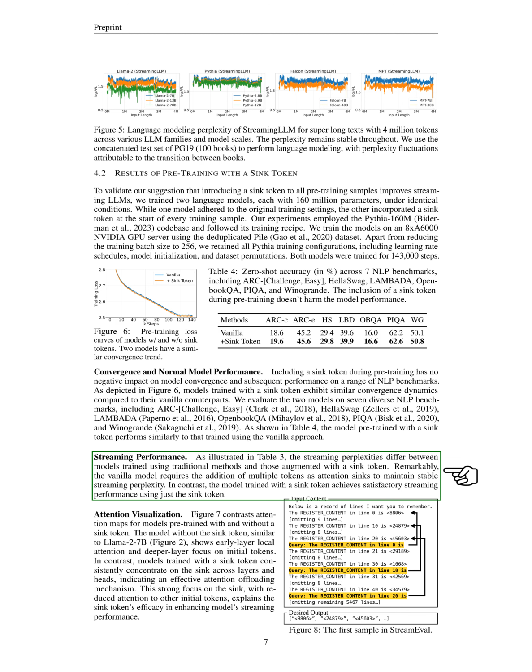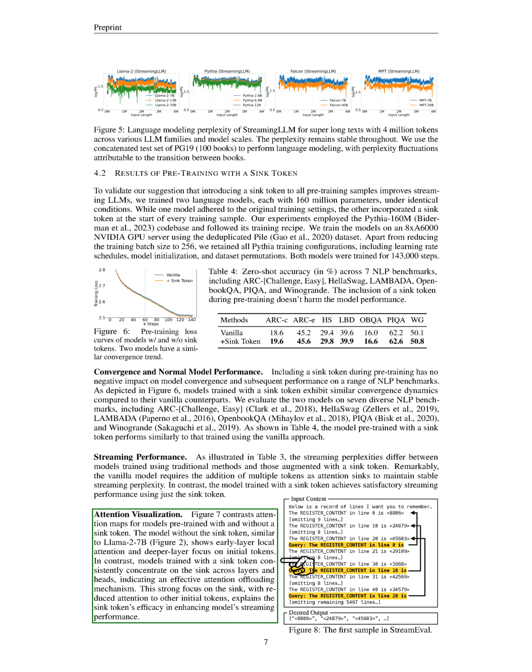However, we did notice a difference in streaming perplexities between the models trained with traditional methods and those trained with a sync token. The model trained with a sync token achieved satisfactory streaming performance using just the sync token, while the traditional model needed multiple tokens as attention sinks to maintain stable streaming perplexity.